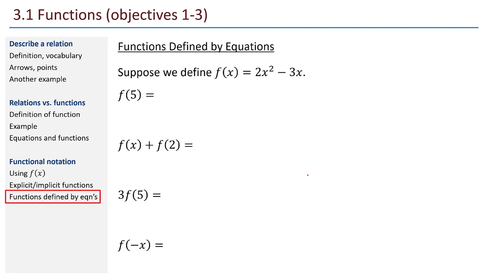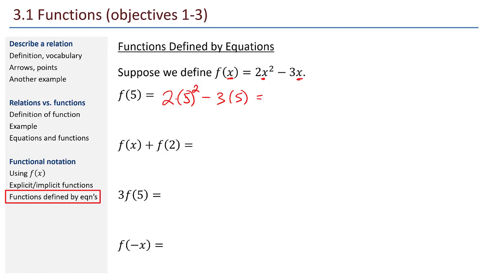Functions defined by equations. So let's say I have explicitly f of x equals 2x squared minus 3x. So this tells me how I can put inputs into my function and what the output will be. So f of 5, well, I just substitute the x for 5. So if f of x is 2x squared minus 3x, then f of 5 will be 2 times 5 squared minus 3 times 5. Do you see that? Wherever there was an x originally in the function, now I just replace that with a 5. And we'll work that out.